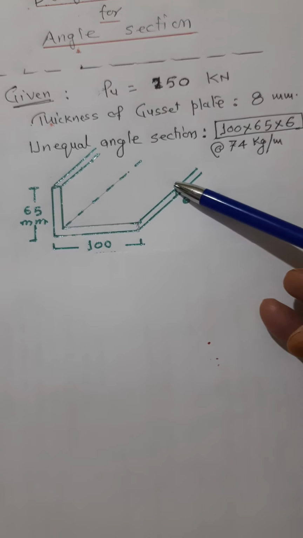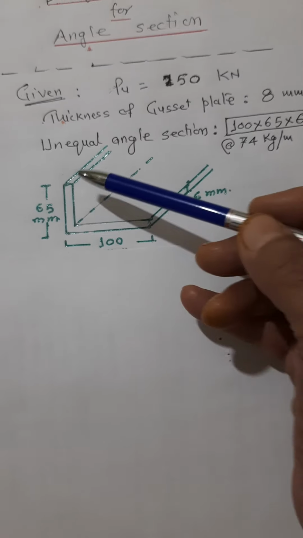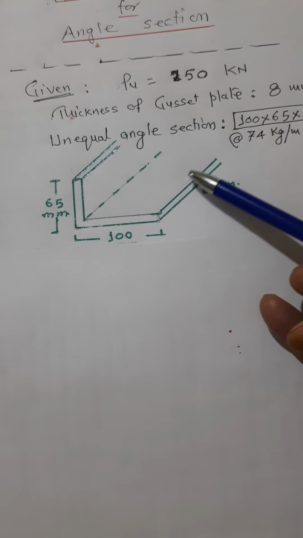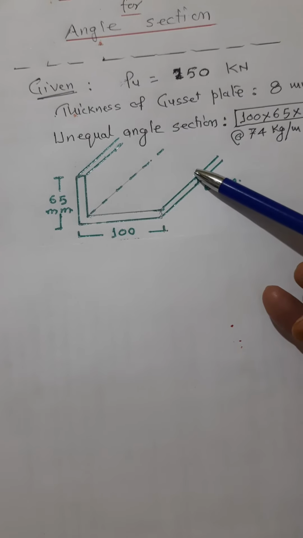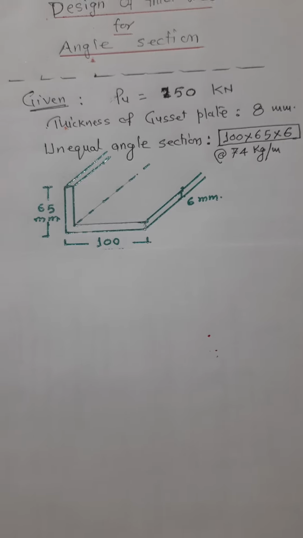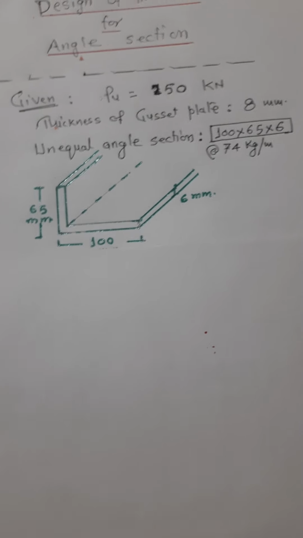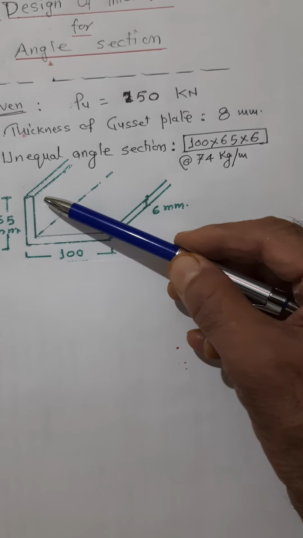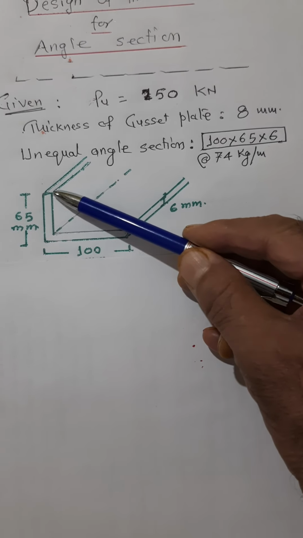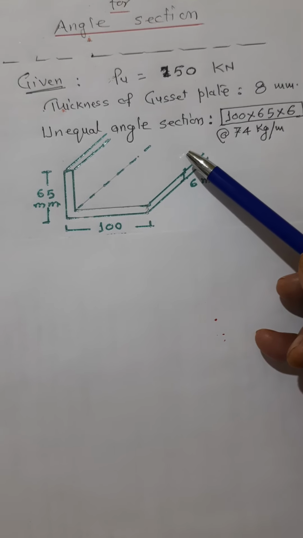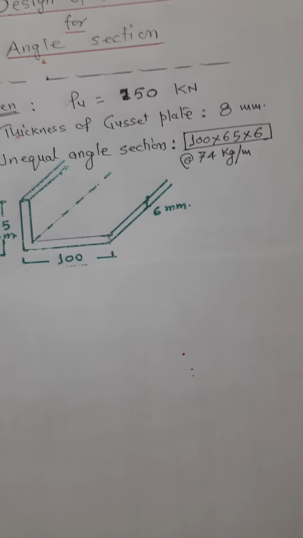So we will have to find the length of the weld right from here to here and right from here to here. Or we can say we first find the total length of the welding and then separately calculate the length from here to here and here to here. The total will be equal to what we have calculated previously.